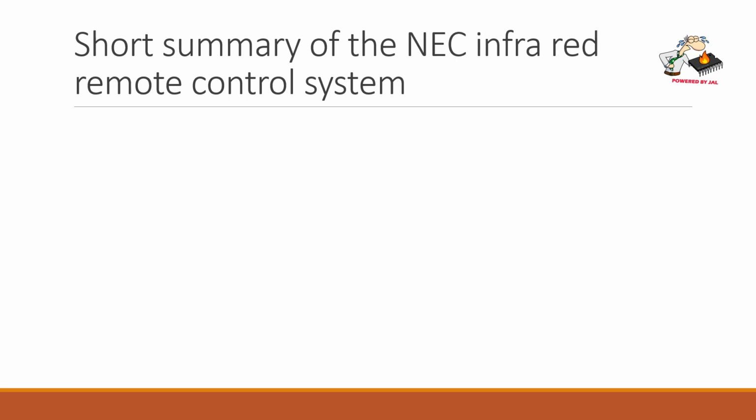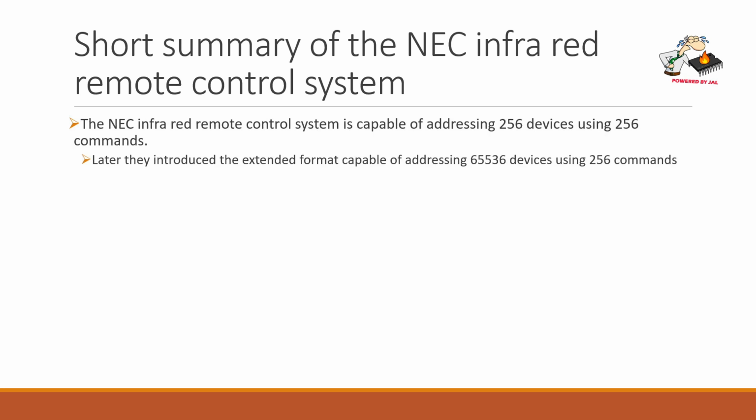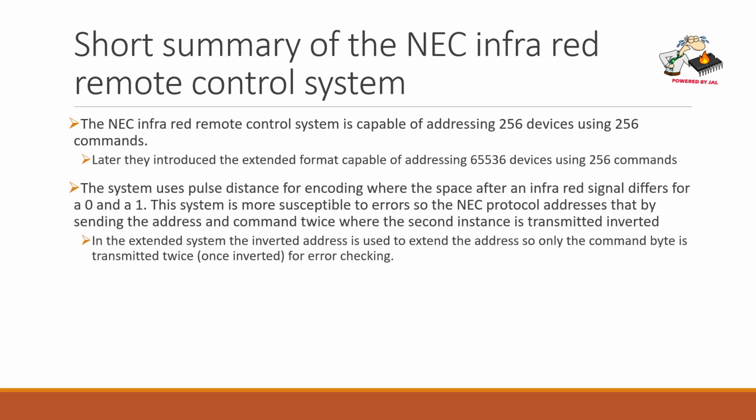So the short summary for the NEC infrared remote control system. It is capable of addressing 256 devices using 256 commands. But also here they introduced the extended format, capable of addressing 65K devices using 256 commands. The system uses pulse distance modulation, which means there is a pulse and there is a space, and the length of the space determines if the bit was a 1 or a 0.